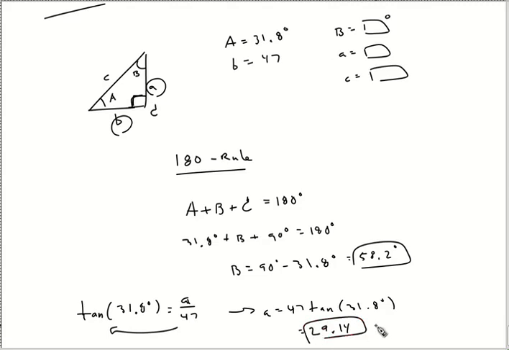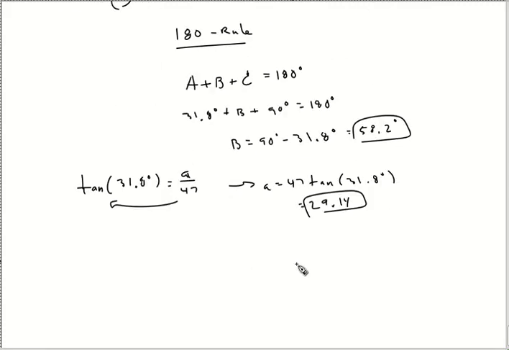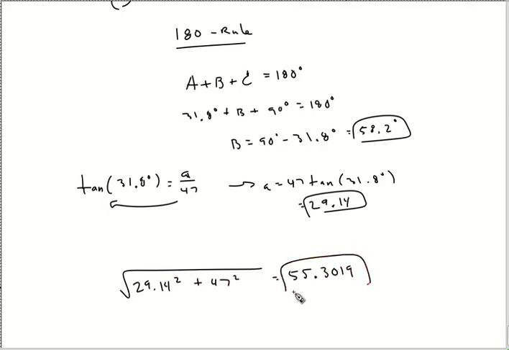To find C, you can use sine or cosine. I used cosine. You can also do Pythagorean theorem if you want. And so you can say that we got the 29.14 squared plus our 47 squared, square root it, 55.3019. Again, there's a lot of ways. You can use the cosine, that's fine. I have a little note here.